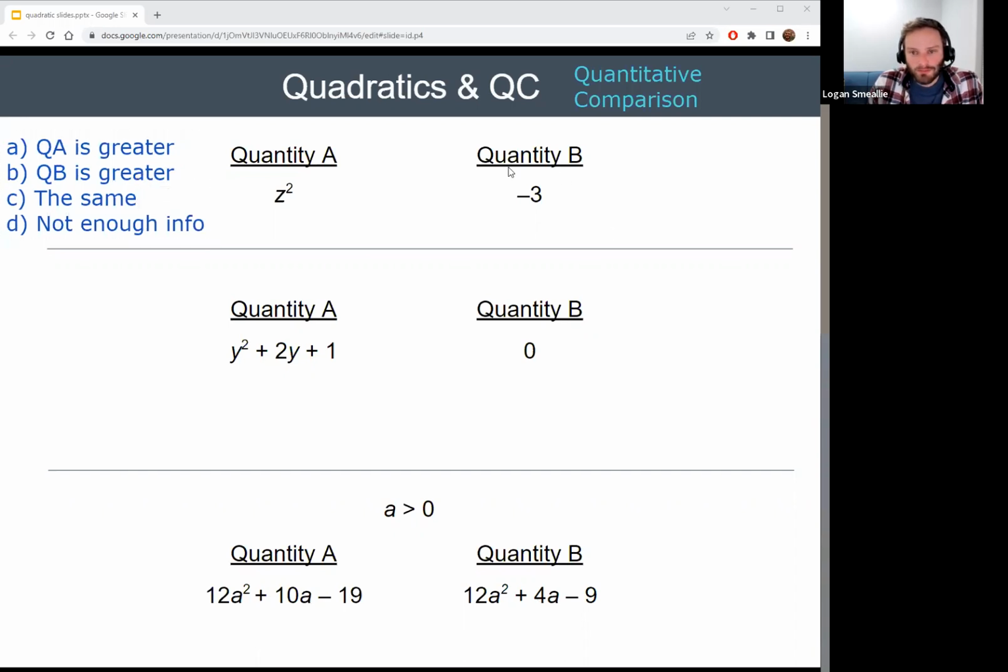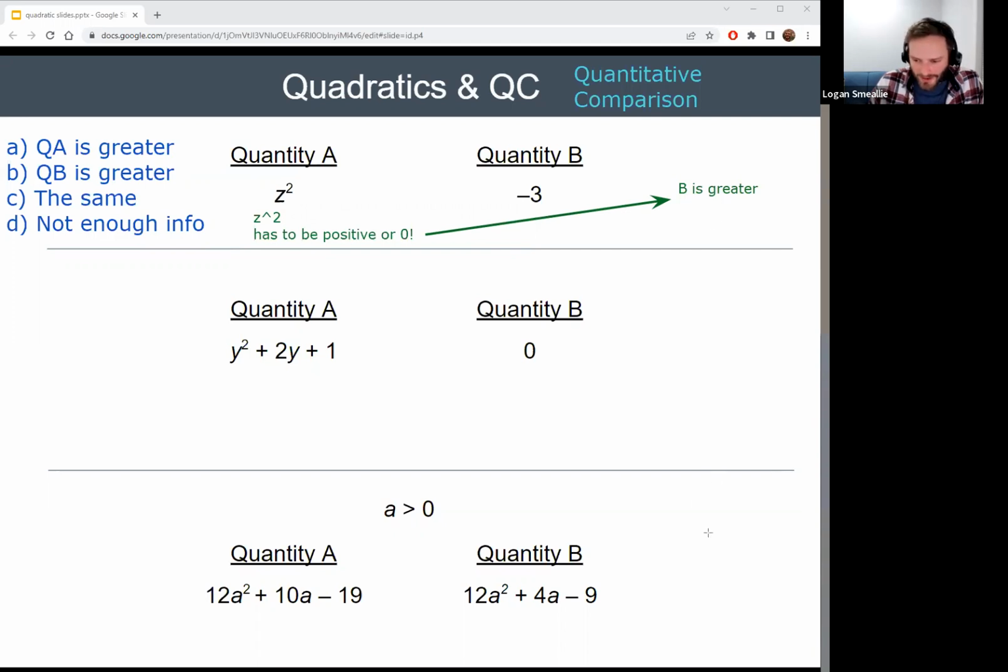Okay, up at the top, this goes way back to the beginning of the night. What's something that we know about squaring things? Anything squared is positive. Z squared has to be positive or 0. There is no way that z squared can be a negative number. So what does that mean? B is bigger. And B is our answer here.